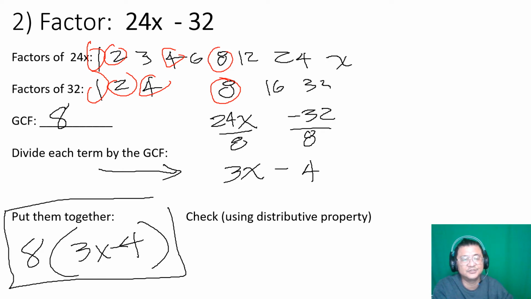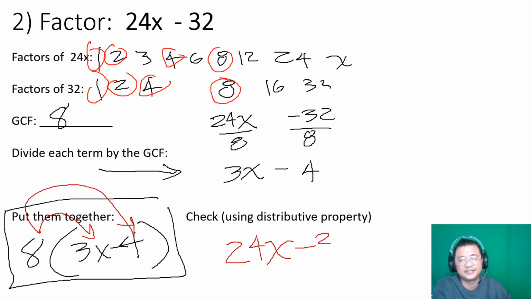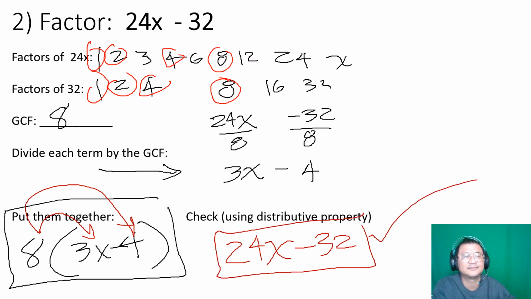That's my answer. I check if I am right. 8 times 3 is 24x. 8 times negative 4 is negative 32. Okay, so I am right.